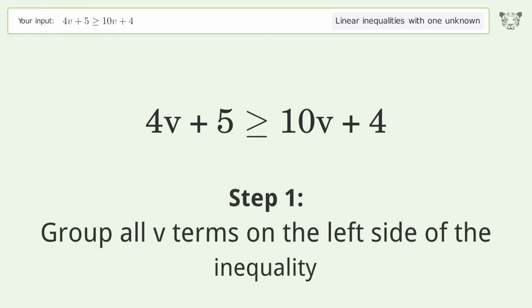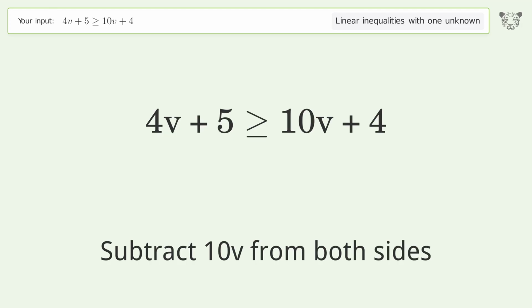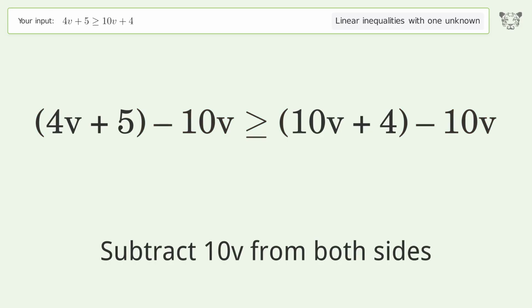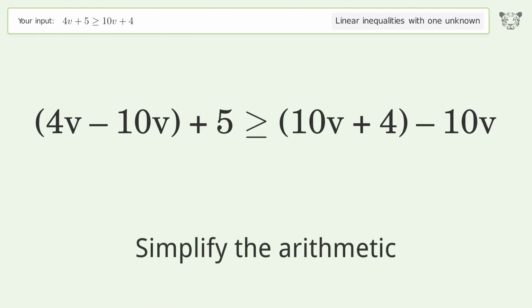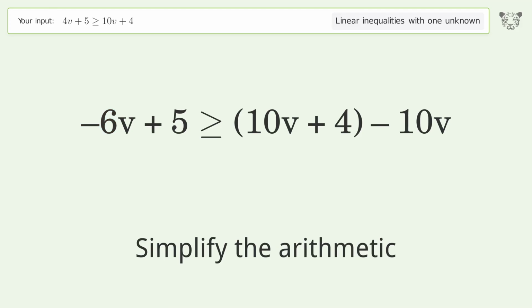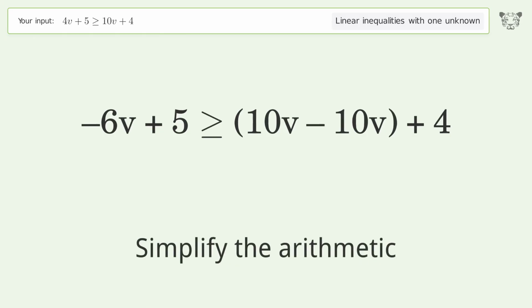Group all v terms on the left side of the inequality. Subtract 10v from both sides. Group like terms. Simplify the arithmetic. Group like terms. Simplify the arithmetic.